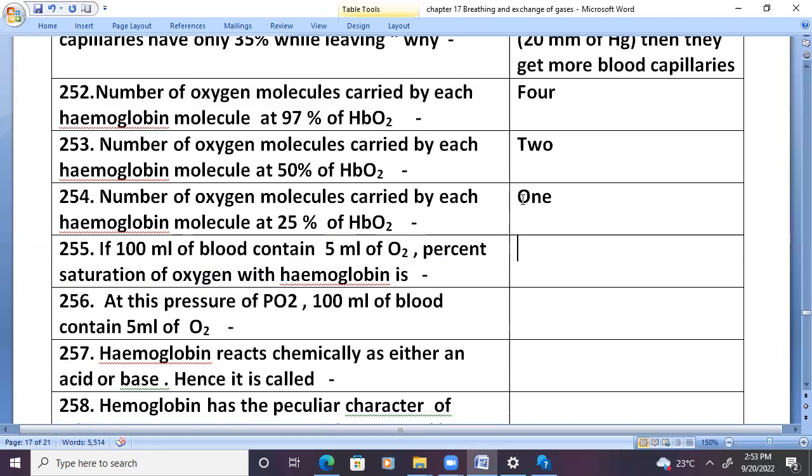97. If 100 ml of blood contains 5 ml of oxygen, the percent saturation of oxygen with hemoglobin is generally 97% oxyhemoglobin; we can't make it 100. At this pressure, PO2, 100 ml of blood contains 5 ml of oxygen. At a pressure of 95 mm of Hg, 97% of oxyhemoglobin is carried, that makes 5 ml of oxygen.